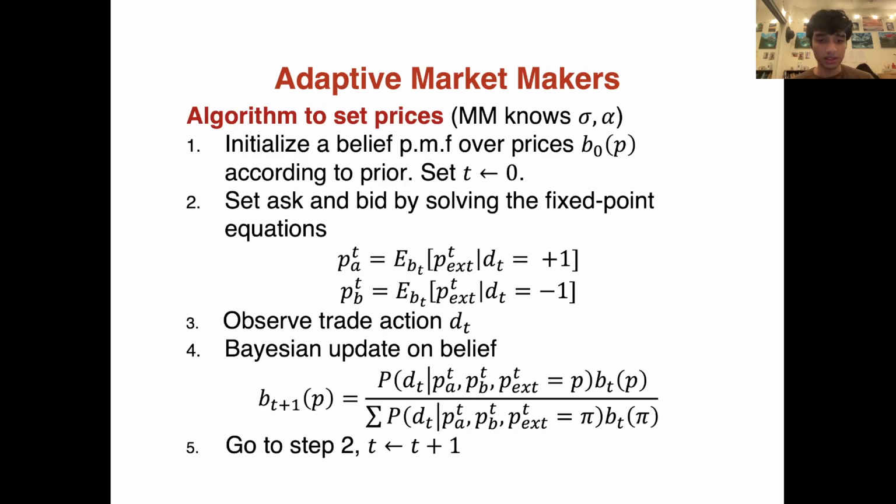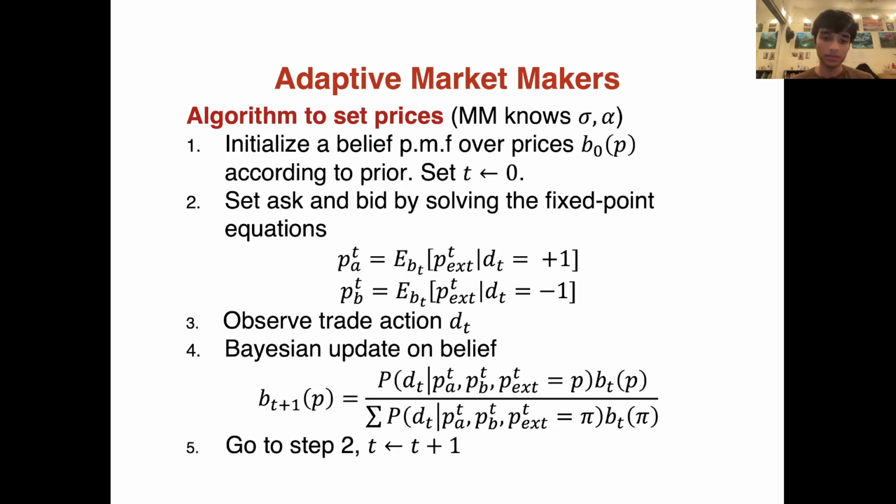Note that these equations are nothing but the conditions that we proposed in the goal for our market maker. The reason why we are calling these fixed point equations is that on the left hand side we have the ask price, and on the right hand side the ask price also features, because to evaluate this conditional expectation of the external price given a trade, you would have to use whether or not the external price is above or below the ask price. So this is basically a fixed point equation in the ask price. Similarly, the second equation is a fixed point equation in the bid price.